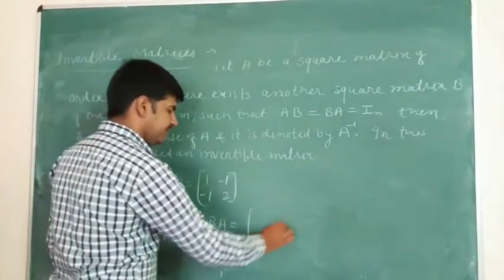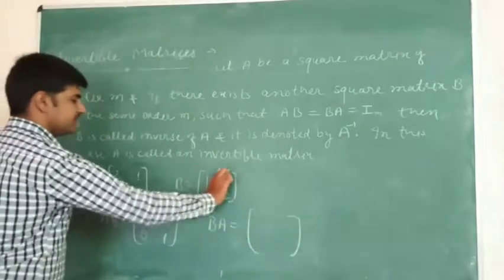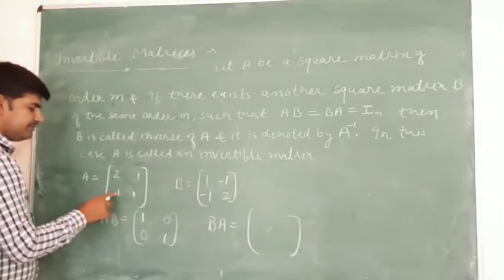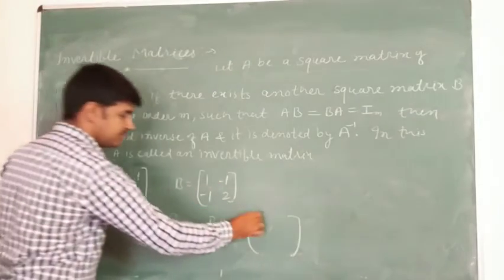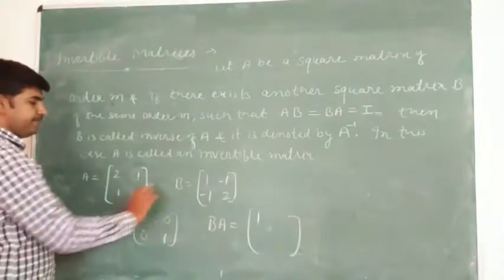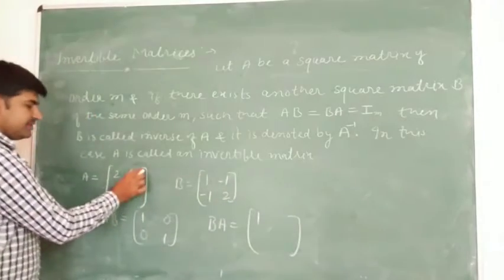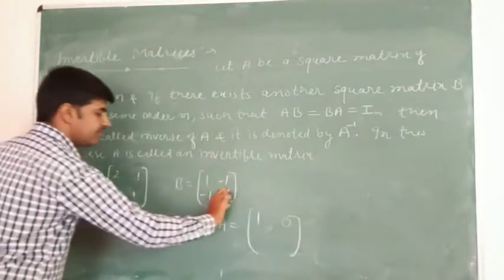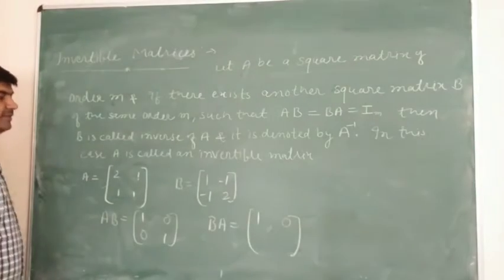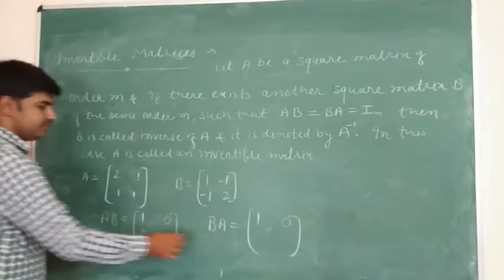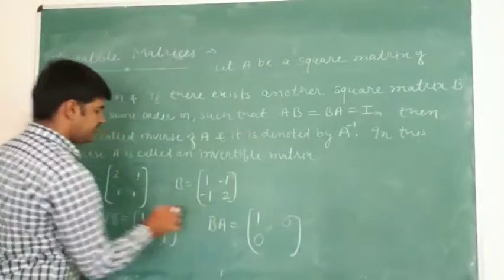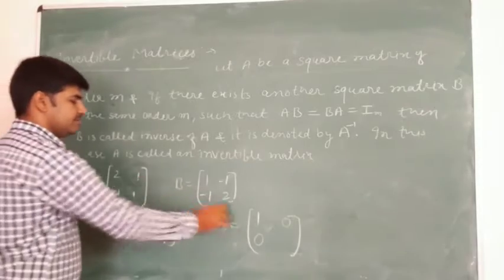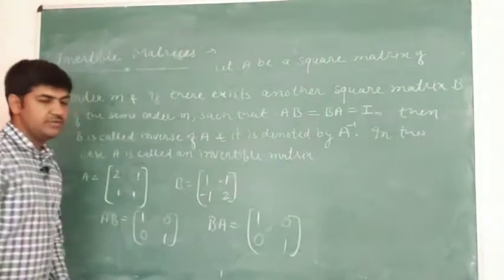If I find BA, multiply this by this, so 1 multiplied by 2 is equal to 2, minus 1 multiplied by 1 is equal to minus 1, so the first element is 1. Now the first row will be multiplied by the second column, we get the element 0. Now the second row will be multiplied by the first column, and we get minus 2 plus 2, and it is equal to 0. Now the second row multiplied by the second column, and we will be getting minus 1 plus 2, and it is 1. So what do we notice?